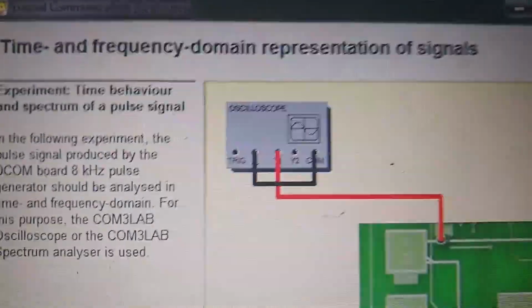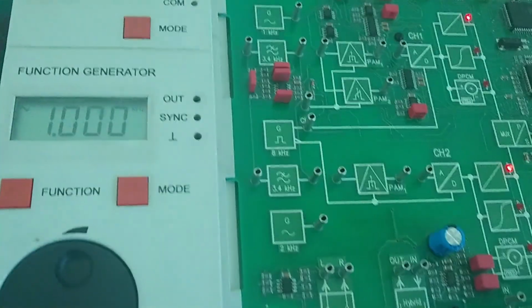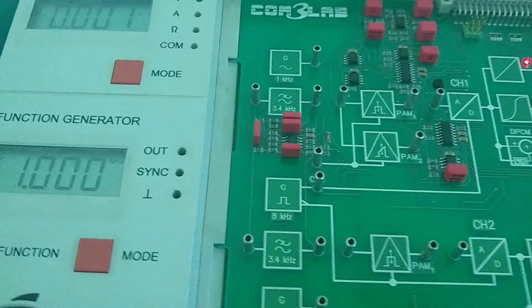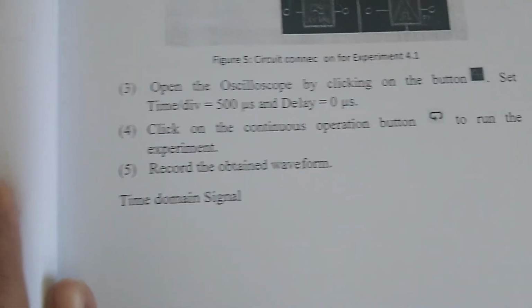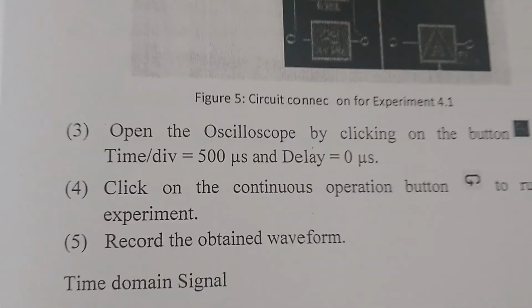5 kilohertz to the output. We have connected this one, and we will connect this. The 8 kilohertz we just connected to the output Y1. So let us set the parameters here. Open the oscilloscope by clicking the button, and set the time per division to 5 microseconds and delay 0.